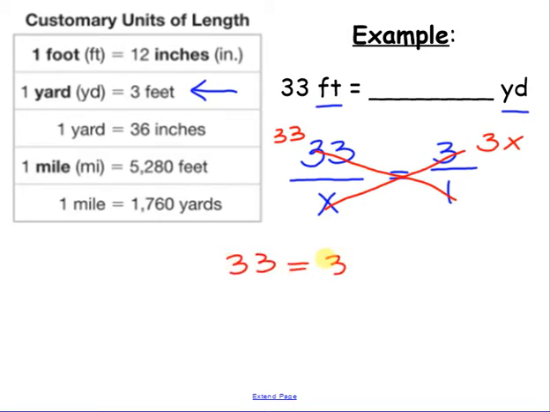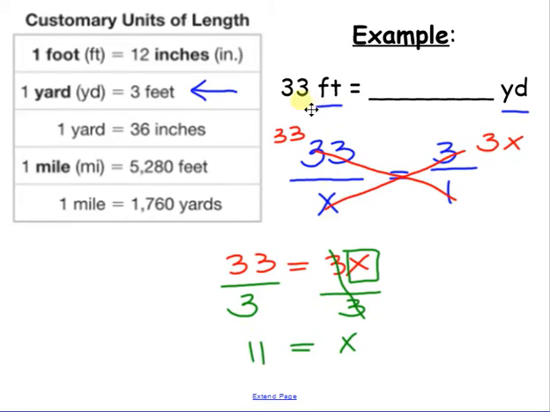33 equals 3x. Go ahead and box the variable. Divide by what's attached to it. The 3's cancel out and you're left with x equals 33 divided by 3 is 11. So your answer to the problem is 33 feet equals 11 yards. Not too bad. Let's try another one.